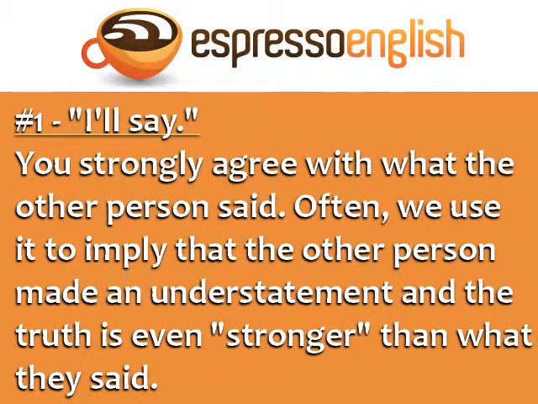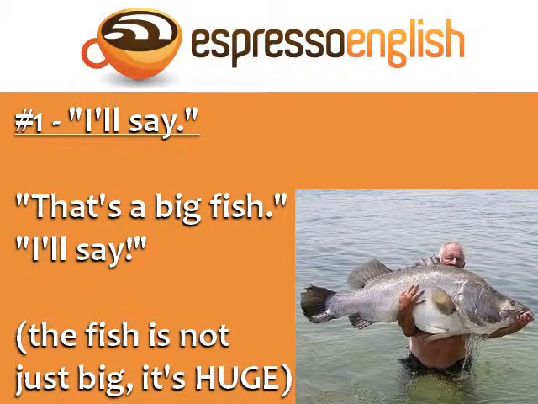Number 1. I'll say. This expression is used when you strongly agree with what the other person said. Often, we use it to imply that the other person made an understatement, and the truth is even stronger than what they said. For example, if your friend says, "That's a big fish," you can respond, "I'll say." It means you agree and you think the fish is not just big, it's huge.